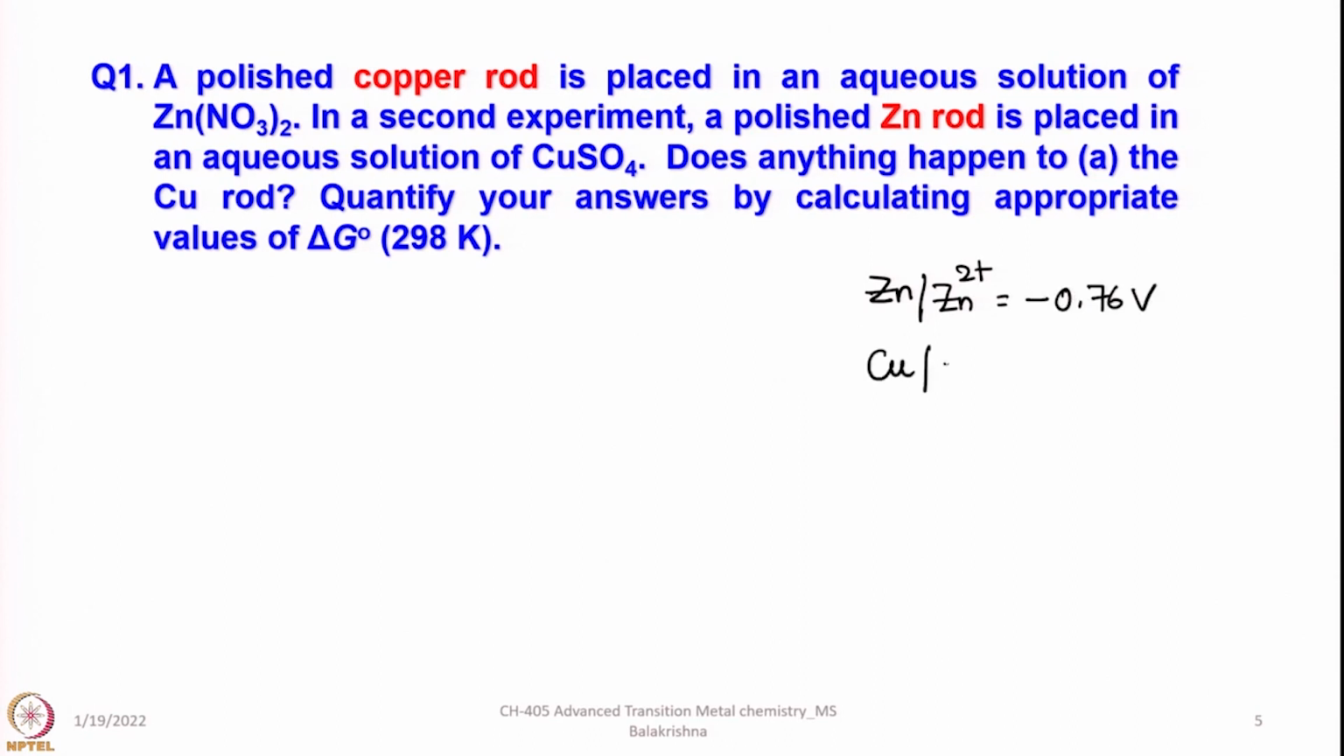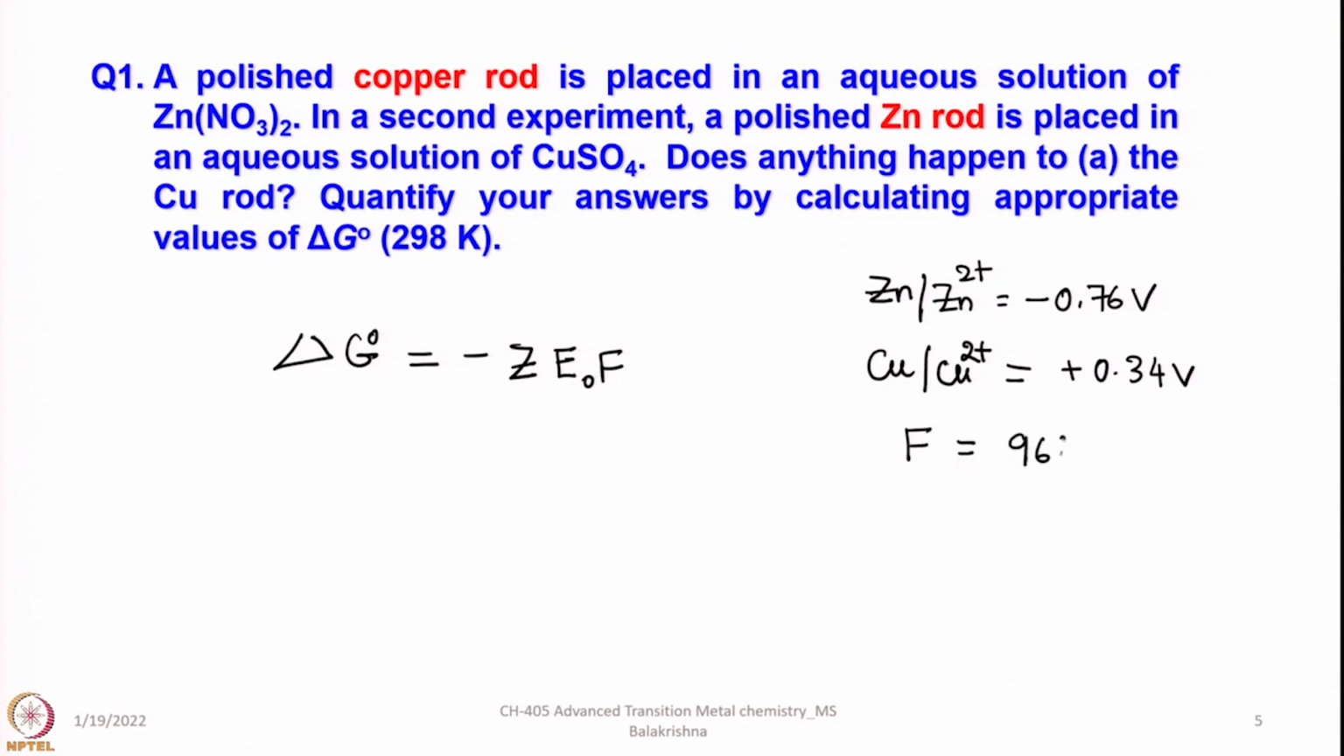Similarly, so we have to calculate now delta G, and I am sure you are all familiar with this equation. And F, you know, Faraday's constant, equals 96485 coulombs per mole. Okay. So, if you use this in both the cases, we should be able to determine delta G in each case.